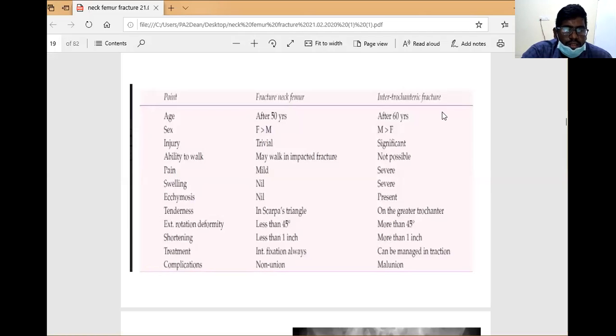External rotation is less than 45 degrees in fracture neck of femur. It is due to the containment of the capsule. External rotation is greater than 45 degrees in intertrochanteric fracture. Shortening is also more in intertrochanteric fracture. The treatment of fracture neck of femur is always fixation. There is no question of conservative treatment. Intertrochanteric fracture can be managed conservatively.